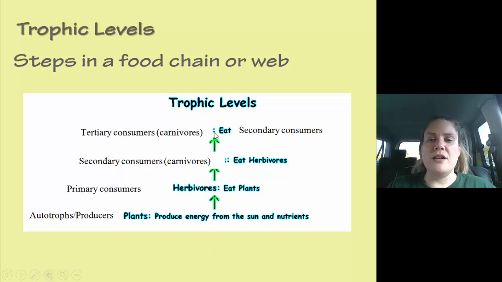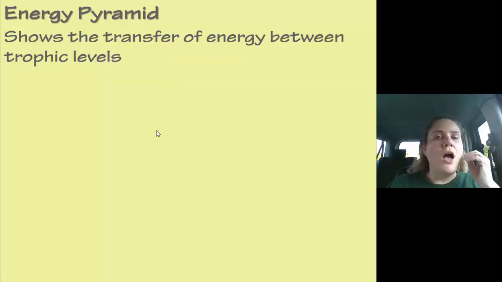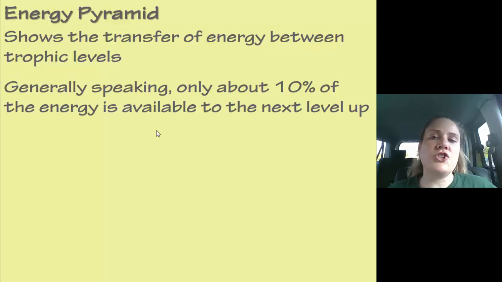So again, notice the arrows. The energy starts here, and then the energy moves up the trophic levels, okay? So autotrophs are producers, then primary consumers, secondary consumers, tertiary consumers. You could also call these primary heterotrophs, secondary heterotrophs, tertiary heterotrophs. That would work too. And then there's quaternary carnivore or quaternary consumers or quaternary heterotrophs. Okay, so the energy pyramid is going to show you the transfer of energy between trophic levels. And generally speaking, only about 10% of the energy is available to the next level up.